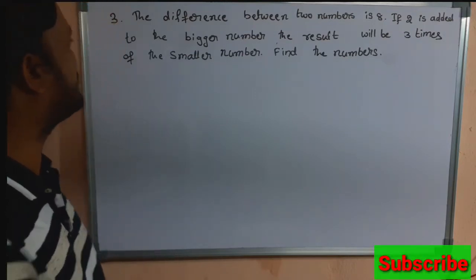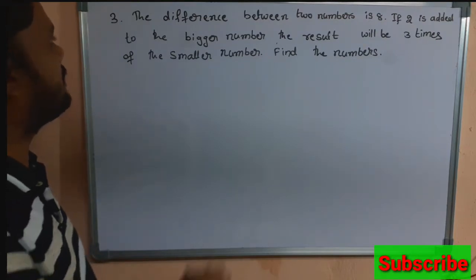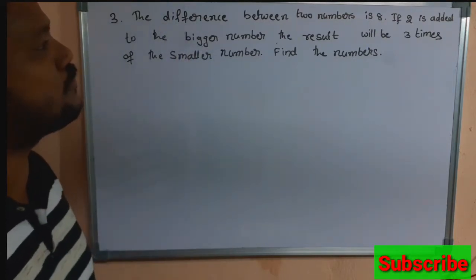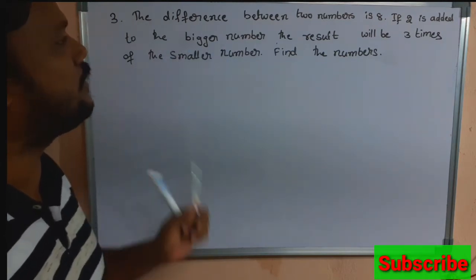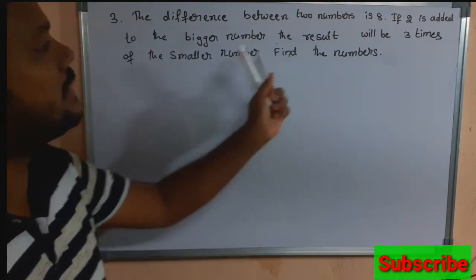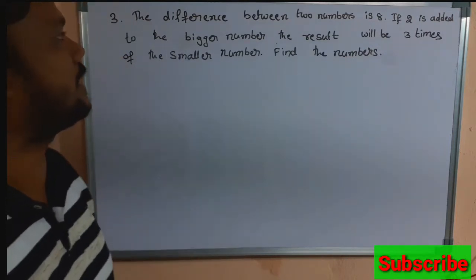Now we are going to discuss the third problem of exercise 2.3. Let me explain the question. The difference between the two numbers is 8. If 2 is added to the bigger number, the result will be 3 times the smaller number. Then find the numbers.